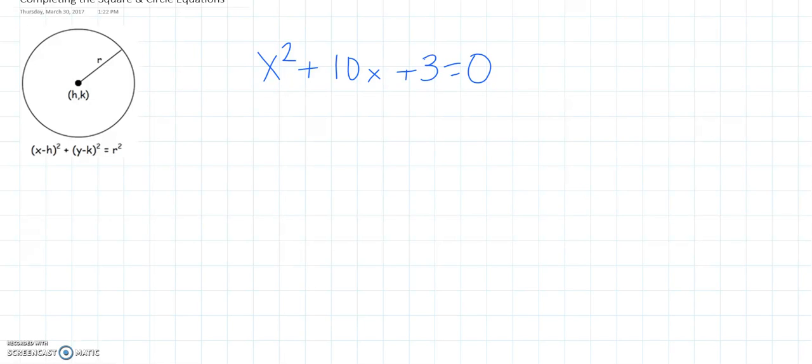In the previous lesson, we discussed how we could write the equation of a circle in standard form, in which we can identify h and k, the center, and the radius squared. Today we are going to look at what we can do when we're not given the equation of a circle in standard form, but rather in general form, and we are asked to find the radius or the center in order to graph the circle.